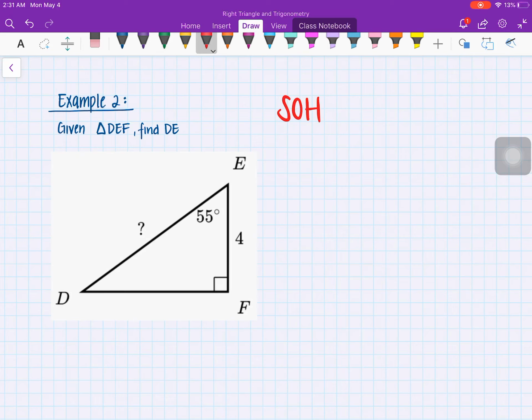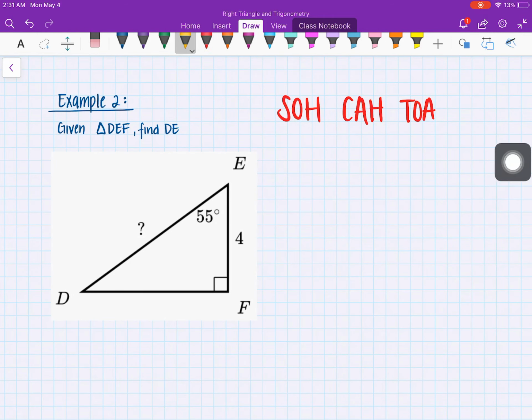SOHCAHTOA. Based on what we're given is how we're going to determine if it's going to be a sine, a cosine, or a tangent. So let's go ahead and get started on this here.